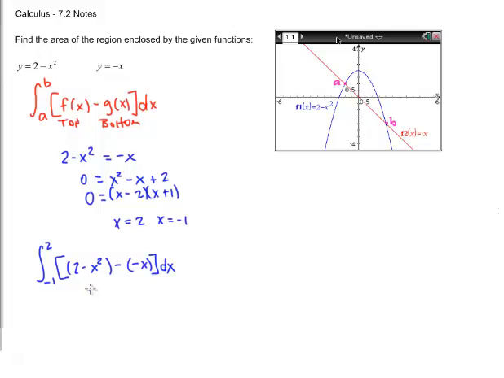And then when you do this, you can either use your calculator or do it by hand. Both ways are good. You should be able to do both ways by now. But you're looking at an integral from negative 1 to 2 of (2 minus x squared) plus x dx. So if you're going by hand, 2x minus x cubed over 3 plus x squared over 2.